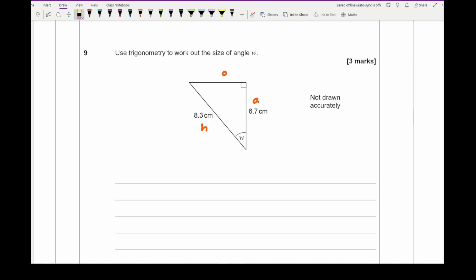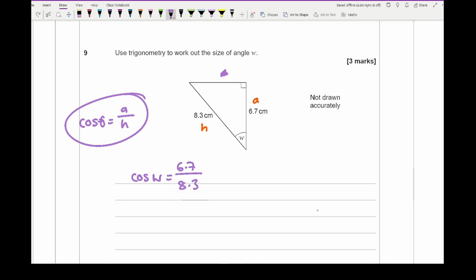Now you can see here we've got no information on the opposite, so I can get rid of that. So I'm looking for which trig ratio uses A and H, and that's going to be cos. So cos theta equals A over H. Using this formula and substituting the values in, I get cos W equals 6.7 over 8.3. So to work out W, it's going to be the inverse cos of that fraction, 6.7 over 8.3, and if I type that into my calculator, I get an answer of 36.2, and that's going to be degrees, written to 1 decimal place.